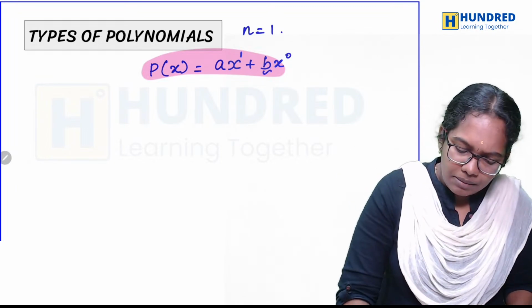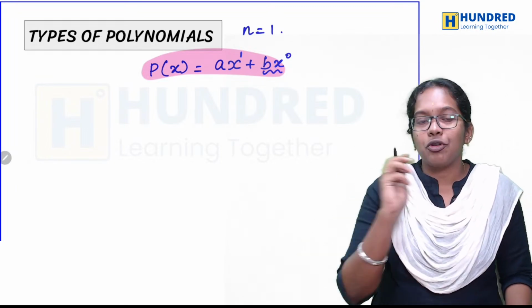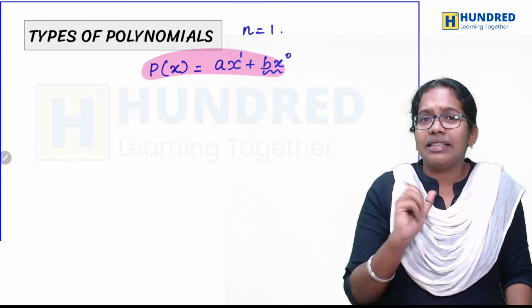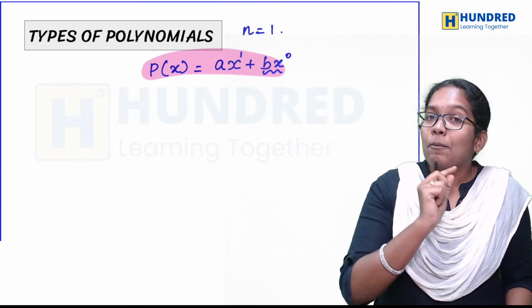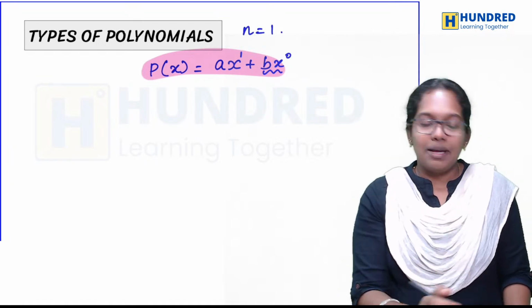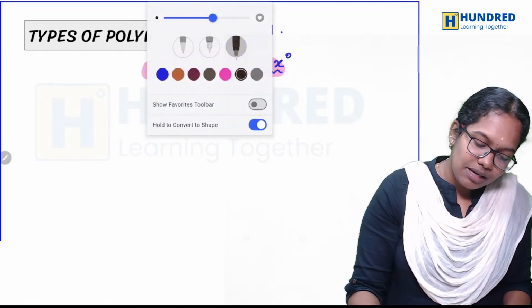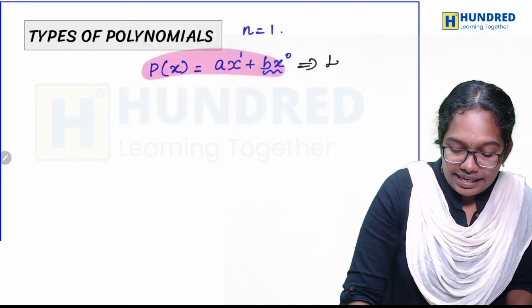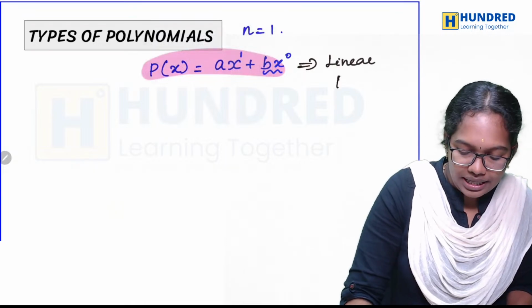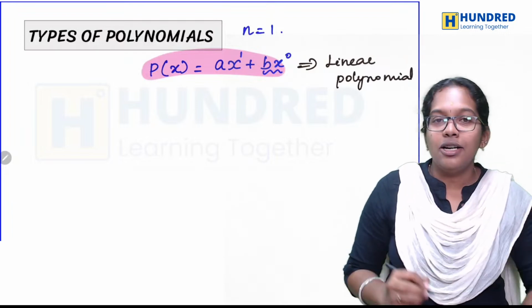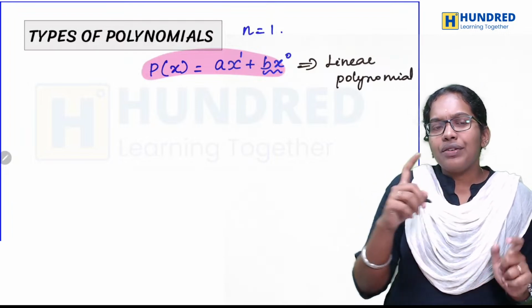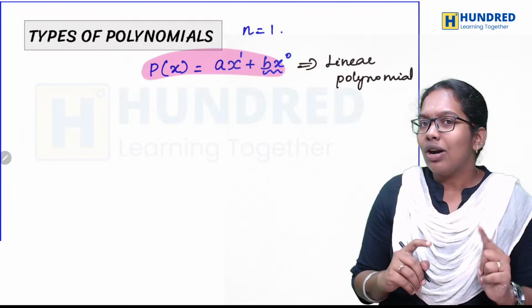So this is nothing but b into 1, which is b. So ax plus b, the polynomial that has power 1, what do we call it? This is nothing but a linear polynomial. Okay, so this is called as what? Linear polynomial. Okay, if I substitute n is equal to 2 in it, what will I get?